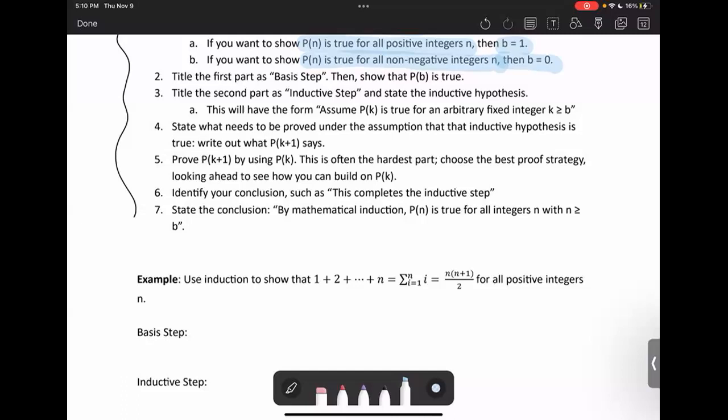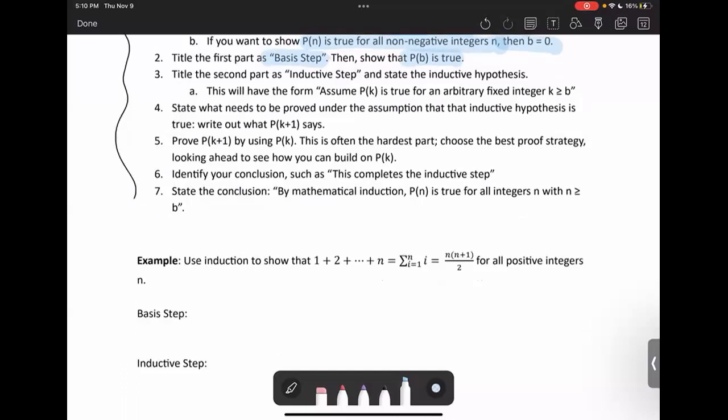So your first part is going to be titled the basis step. In that step, you are going to show that P of b is true. That will probably be that P of 1 is true or P of 0 is true. But again, b can be different if you need it to be.